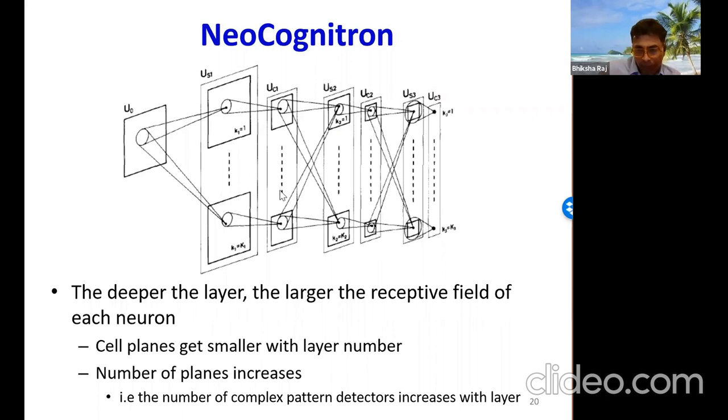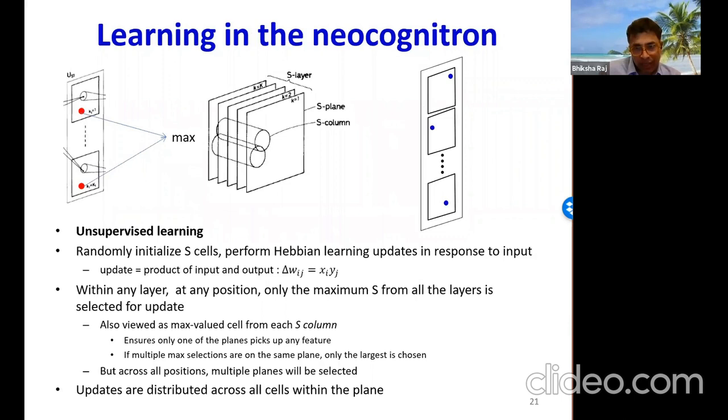Now, Fukushima's model uses unsupervised learning. We provide the network with inputs, like pictures of characters, letters, whatever, and update the parameters according to a learning rule. There is no label, so the inputs don't come with assigned labels. Now, in the learning, the S-plane parameters, for each plane, are randomly initialized. And then they're learned through Hebbian learning. Now, you'll remember the Hebbian rule. The weight of any connection is updated by the product of the input and the output. But then there's a twist.